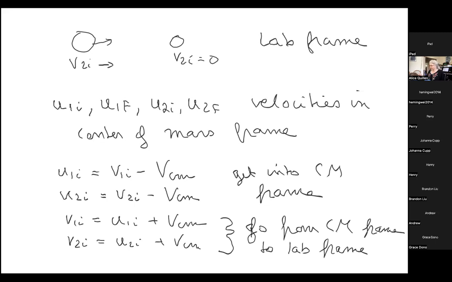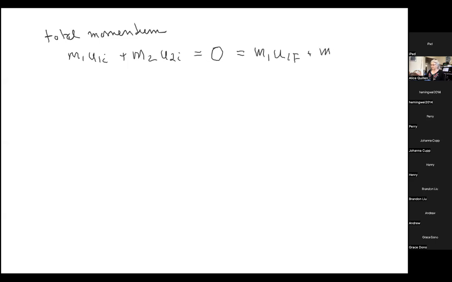So we can compute the center of mass. And so what does conservation of momentum look like in the center of mass frame? Well, the total momentum in the center of mass frame is equal to the velocity of the center of mass, which is 0 by definition, because we're in the center of mass frame. So m1 u1i plus m2 u2i is equal to 0. And so this is the total momentum. And likewise, we can write the same expression, but for the final velocities: m1u1f plus m2u2f equals 0.